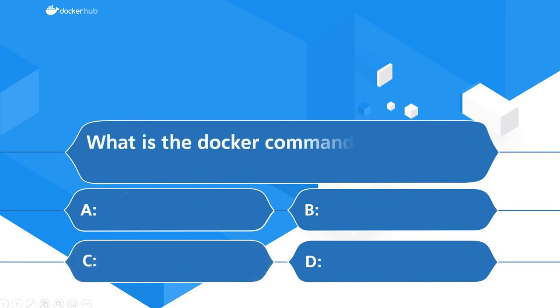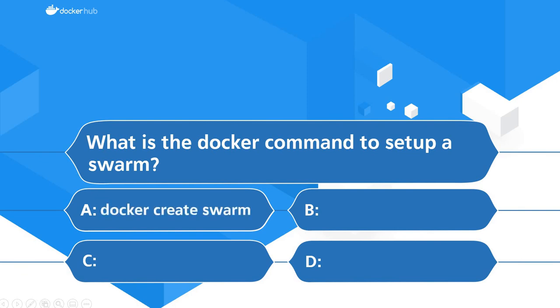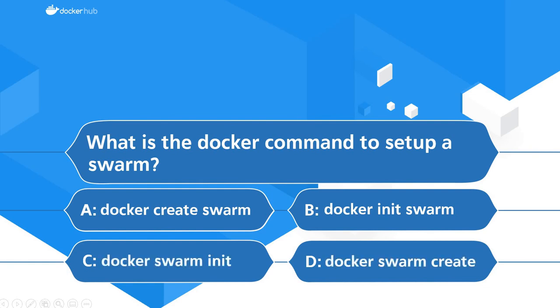What is the Docker command to set up a swarm? A. Docker create swarm. B. Docker init swarm. C. Docker swarm init. D. Docker swarm create. Your time starts now.